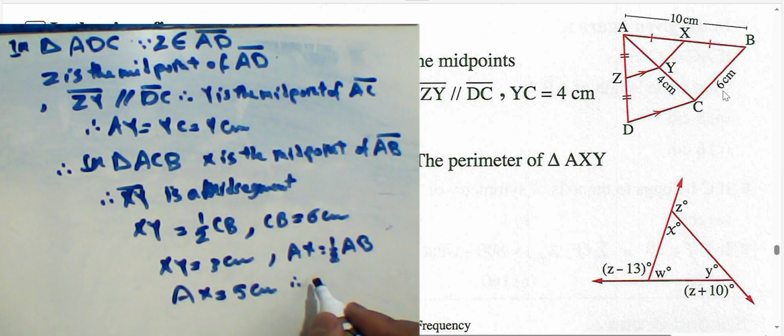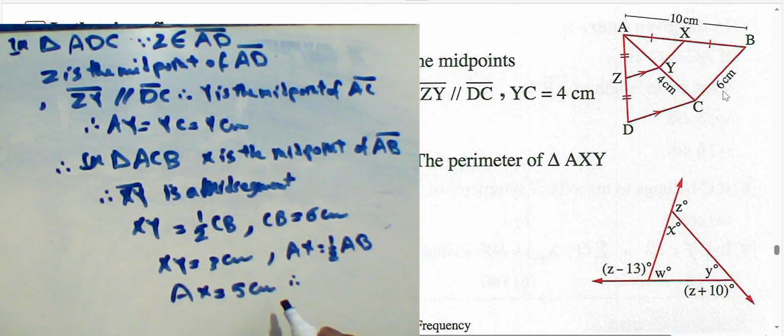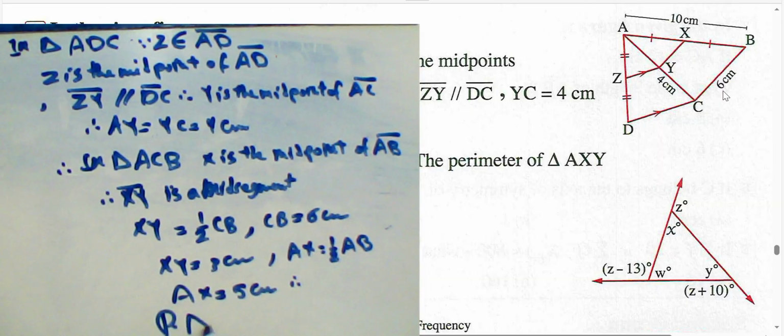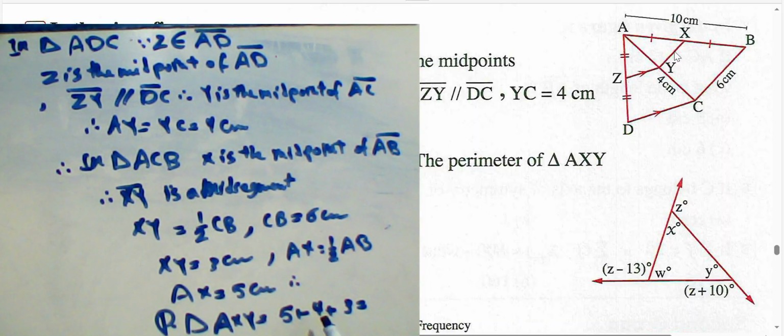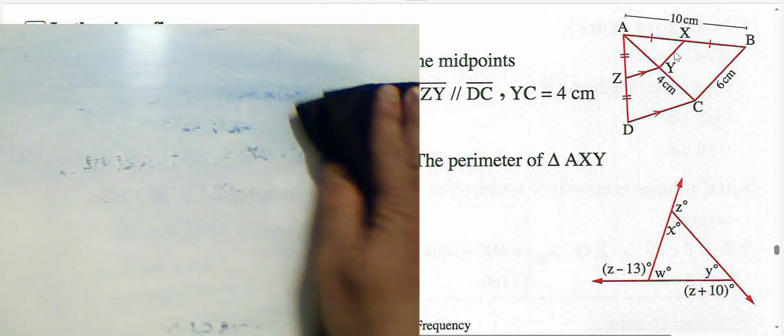Then the last step here, you can find the perimeter of the triangle by adding the 3 sides. This is the perimeter of triangle AXY. We can collect the length of AX here 5 centimeter, the length of AY 4 centimeter, and the length of YX 3 centimeter. 5 plus 4 is 9. 9 plus 3 is 12. Then the perimeter of this triangle equals 12 centimeter. Okay, understood? Okay, next question.